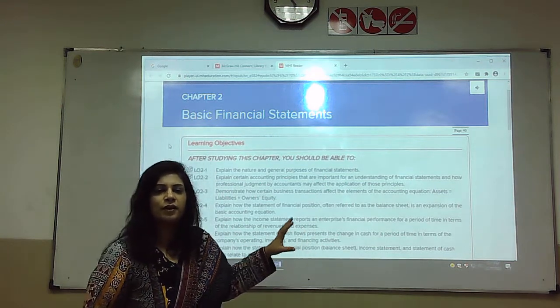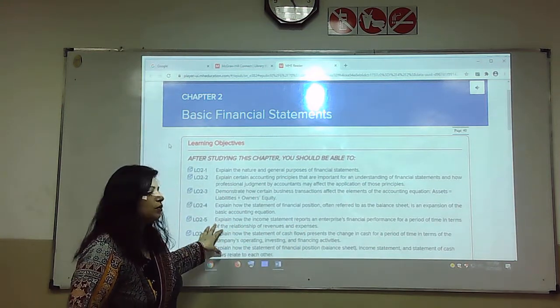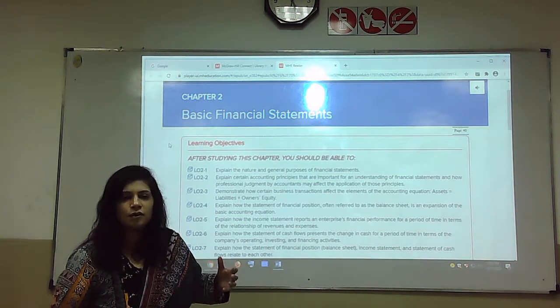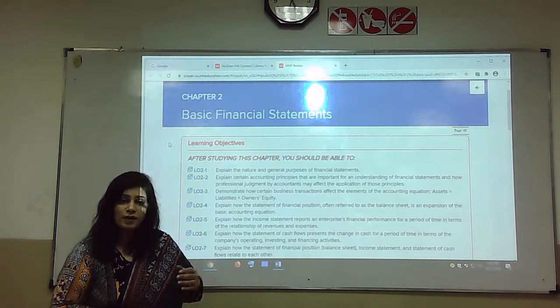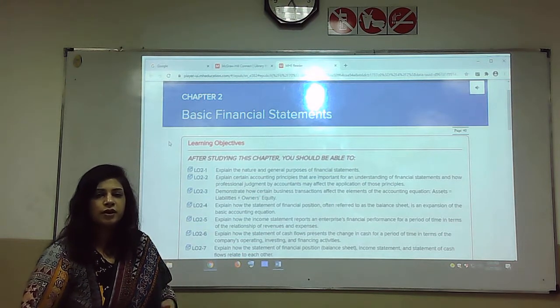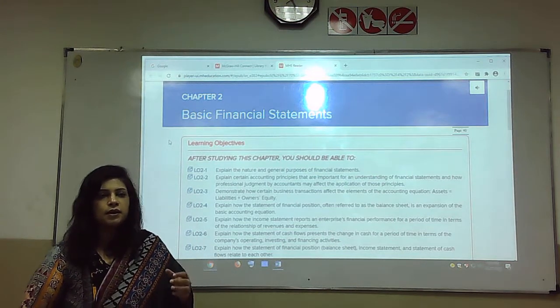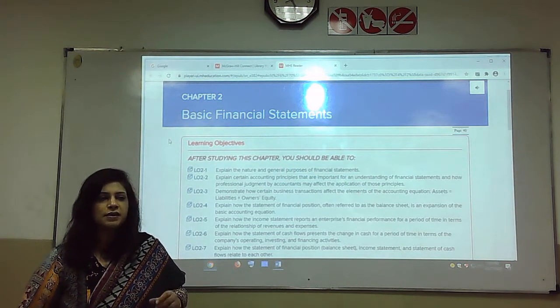Today I'm going to be talking about the balance sheet portion of chapter 2 because I already did the introduction part and taught some of the elements of balance sheet which comprise of the accounting equation that we did in previous lectures. And the accounting equation basically deals with assets, liabilities and owner's equity.